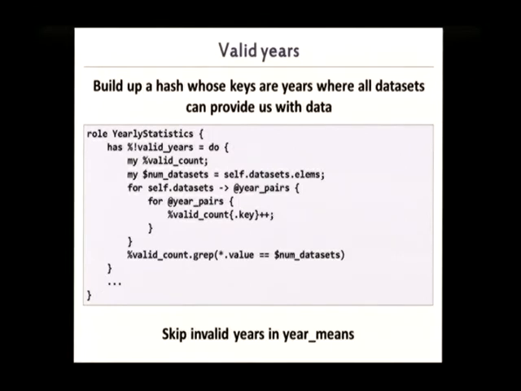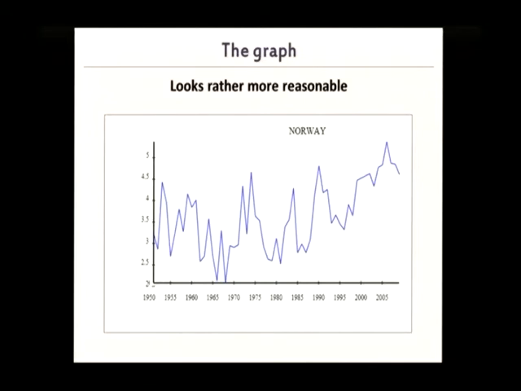Now I could filter those out, and the graph looks a lot more sensible, but we had fewer years' worth of data. That one sort of shows the average has crept up a little bit towards the end there, which is a little bit interesting.